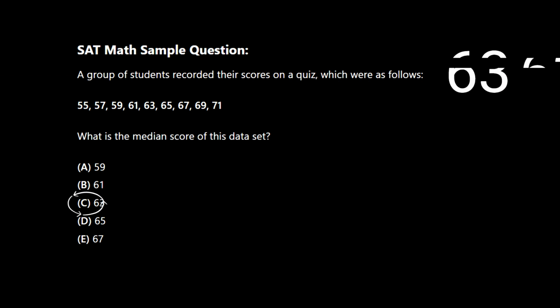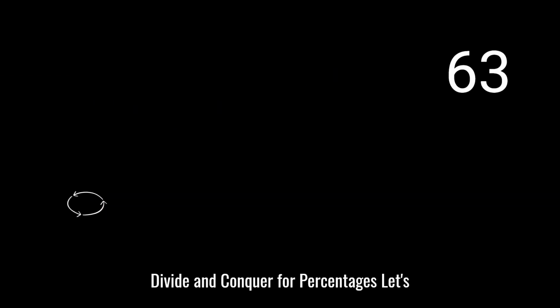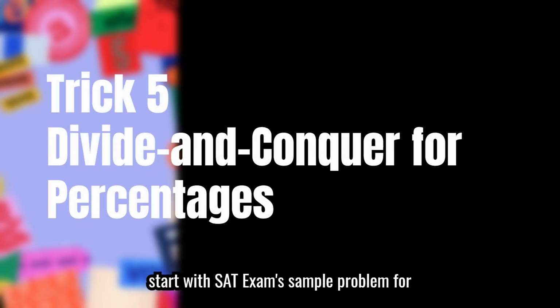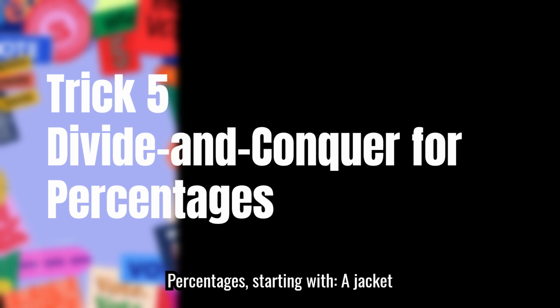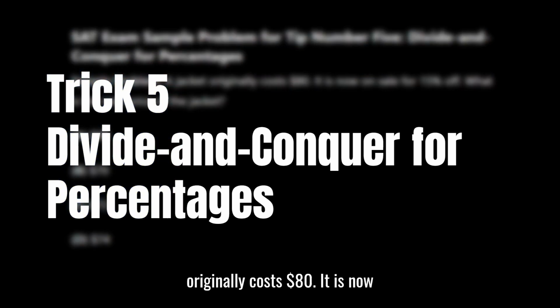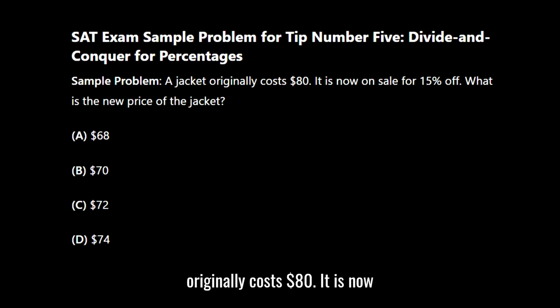Tip number 5. Divide and conquer for percentages. Let's start with an SAT exam sample problem for tip number 5, divide and conquer for percentages. A jacket originally costs $80. It is now on sale for 15% off. What is the new price of the jacket?